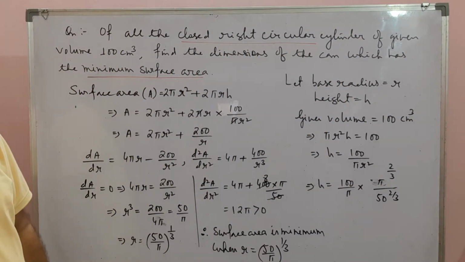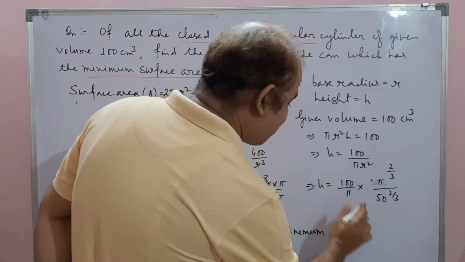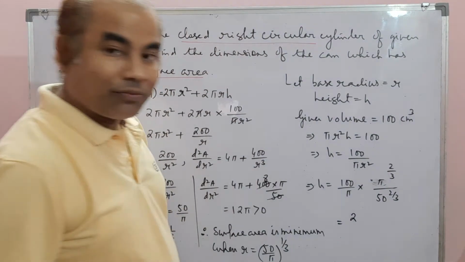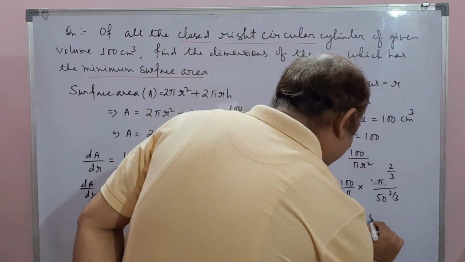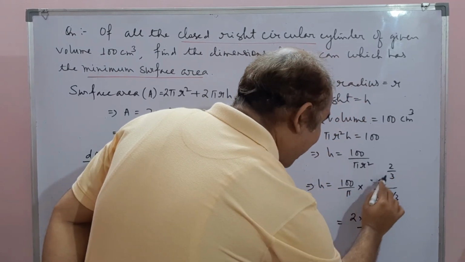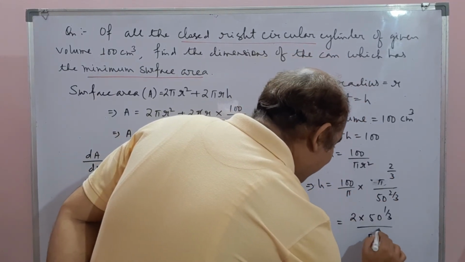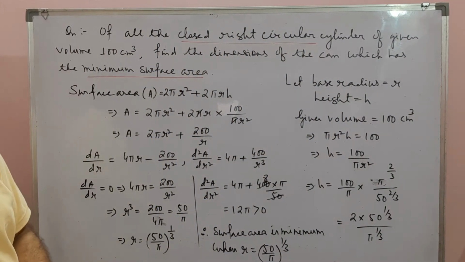Okay, so now very easy to do the calculation. 100 is 2 into 50, that 50 divided by 50 to the power 2 by 3, it will be 50 to the power 1 by 3, and pi to the power 2 by 3 and pi to the power 1, it is pi to the power 1 by 3. Okay, this is the height.